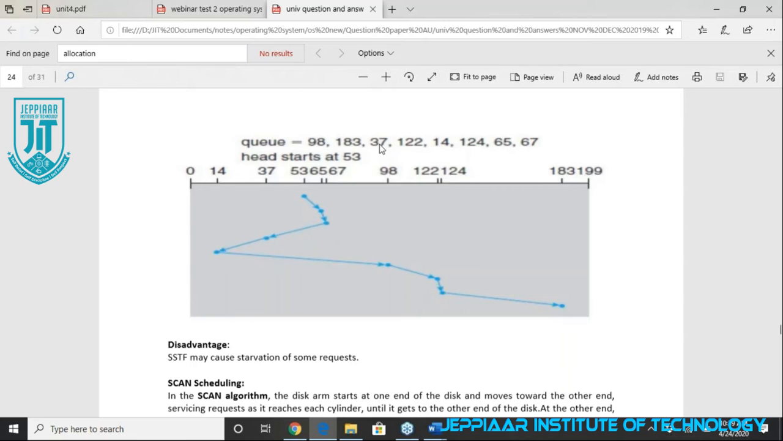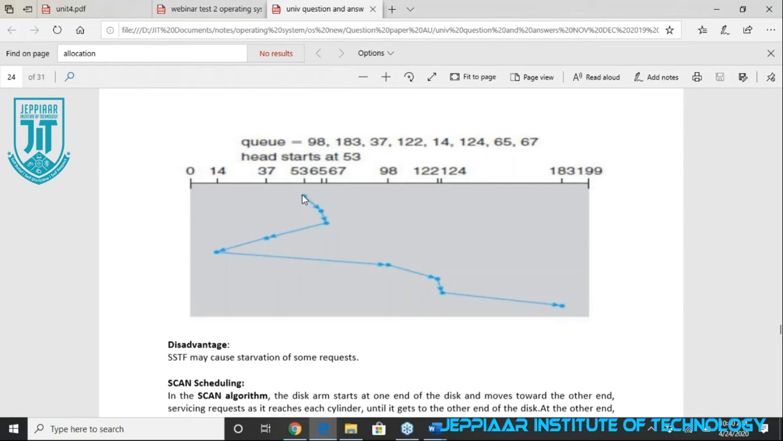So again from 37, which is nearest? 14 or you go to 98. Yeah, 14 is the nearest, so 14. So from 14 you can go to 98 unserviced. Okay, so check the question. So you have to go to unserviced. So 98 to 122, 122 to 124, 124 to finally 183. Okay, so in this order you are going to search.